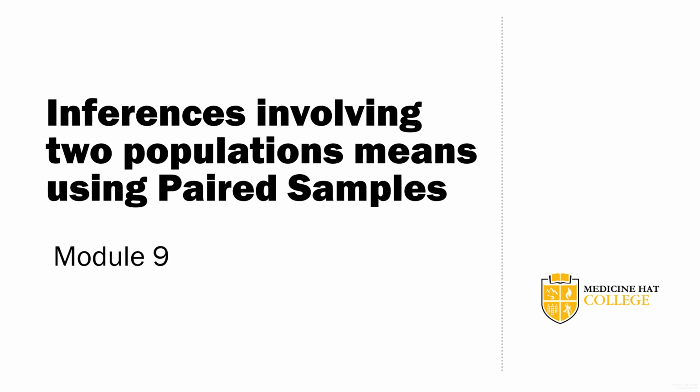Inferences for two population means using paired samples. So we've already looked at the means of two populations for independent samples, and we looked at it for those that have the same standard deviation and those that do not.